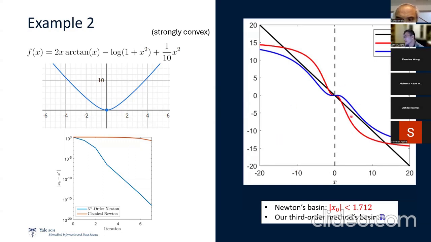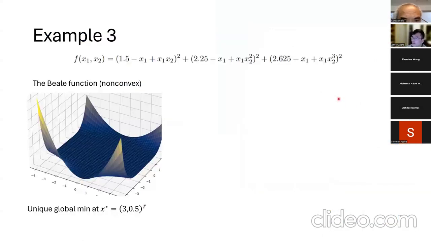What this graph actually shows is that if you start Newton's method outside of the basin of attraction, which is this 1.712, you end up converging to this point here, which is x is about 13, but our algorithm actually has global convergence. The way you would see it from this graph is that because this blue curve is below this black line here and above the black line here, that's how you can argue that it has global convergence.